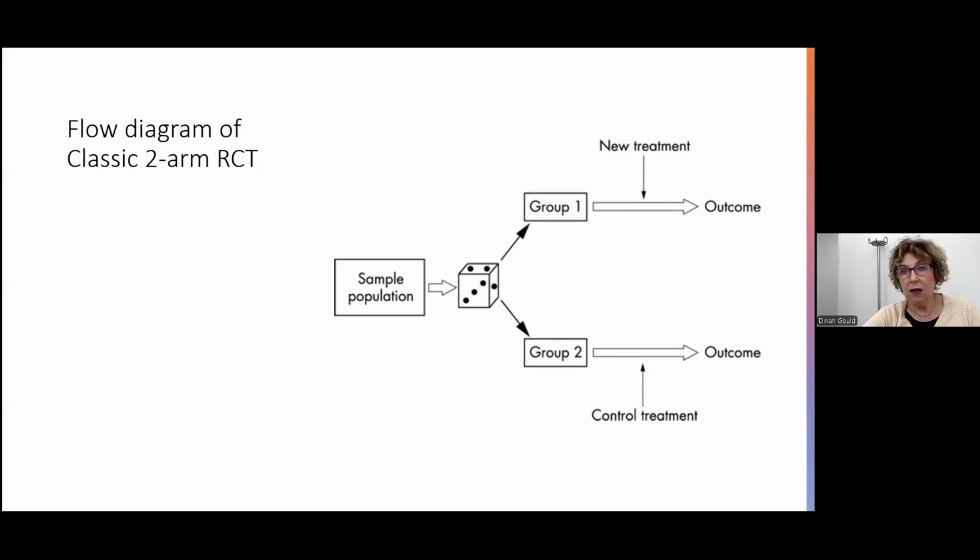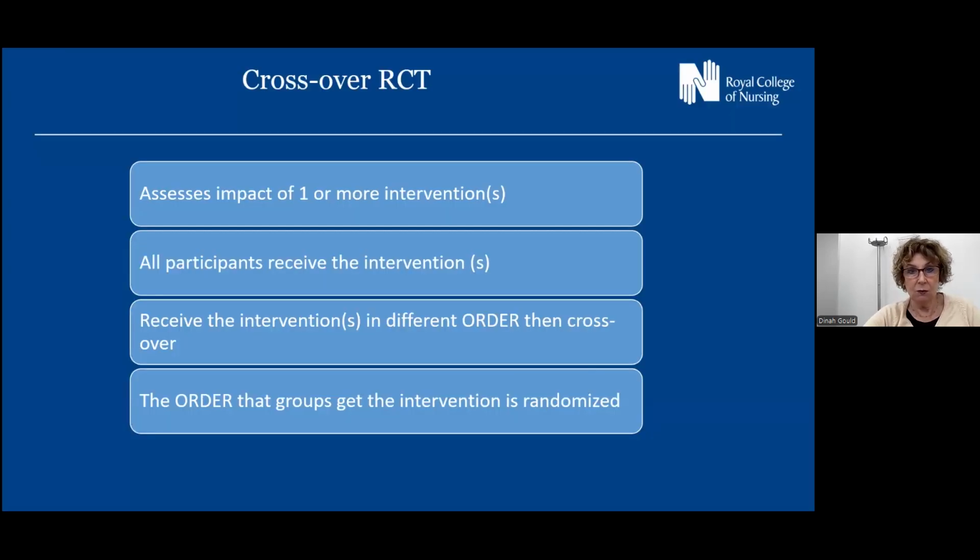Group 1 actually gets the treatment, whatever it is, the aspirin or the antibiotic or whatever, and then we look for the outcome. The outcome is whether they get better or not. And in group 2, they don't get any treatment or they get a placebo, and we look to see if there's any difference between those two groups, usually by doing some kind of statistical test. So that's randomization that applies to individual patients.